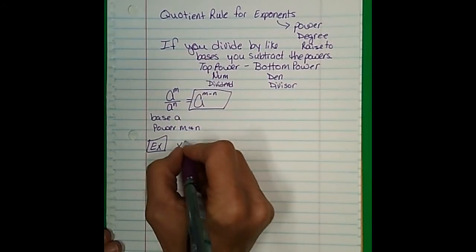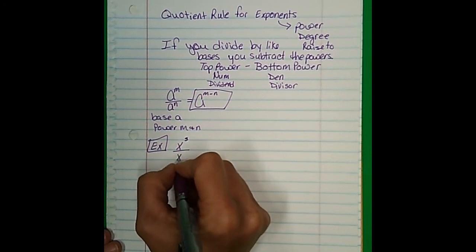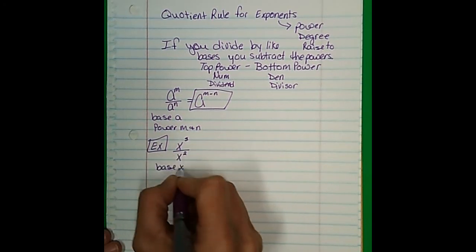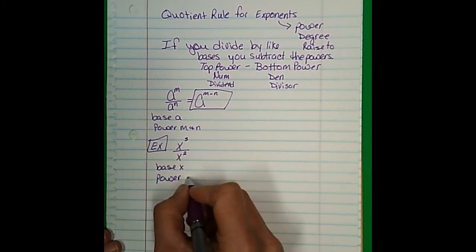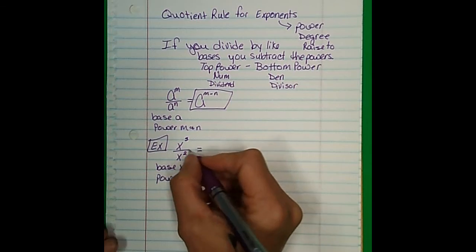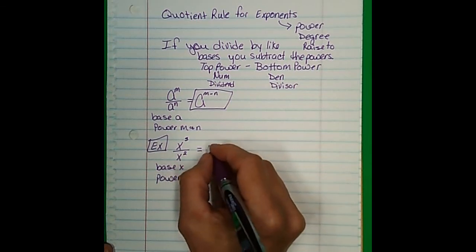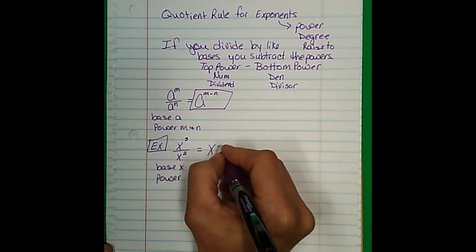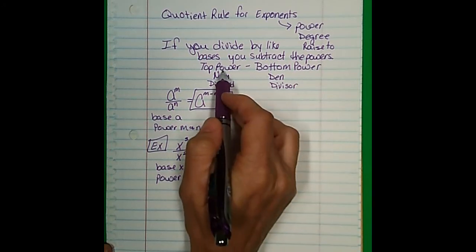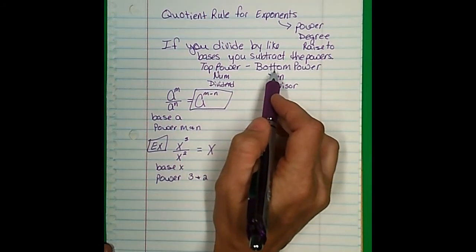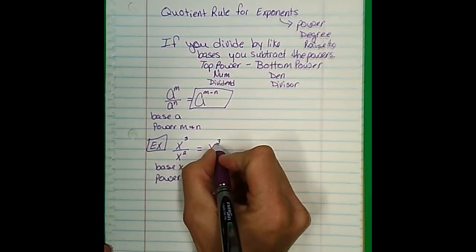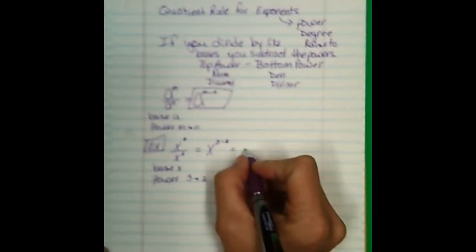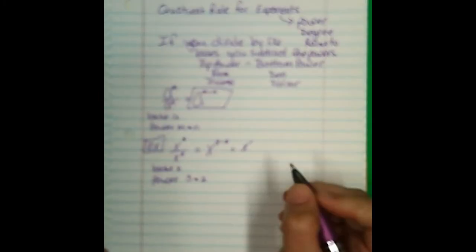So let's use an example where we know some value. Let's say I have x cubed divided by x squared. My base here is x. My powers here are 3 and 2. So since we're dividing by the like bases, we are going to write the base once. And let's raise it to the power of top power, which is the numerator power, minus the denominator, the bottom power. So I have 3 minus 2, and that equals x raised to the first power, right? Because 3 minus 2 is 1, but that's not how we write our final answer. We just write it as x.